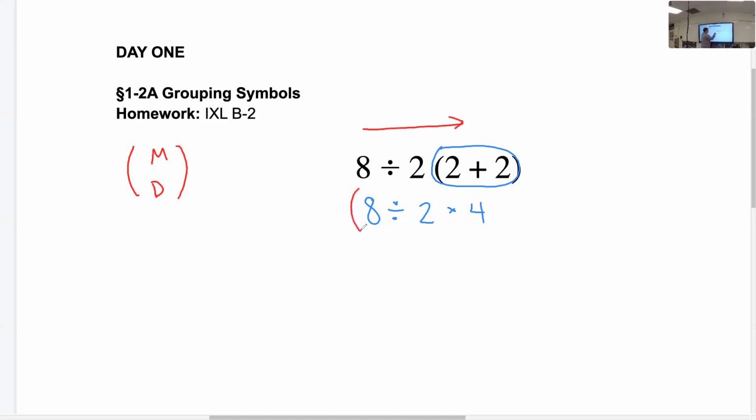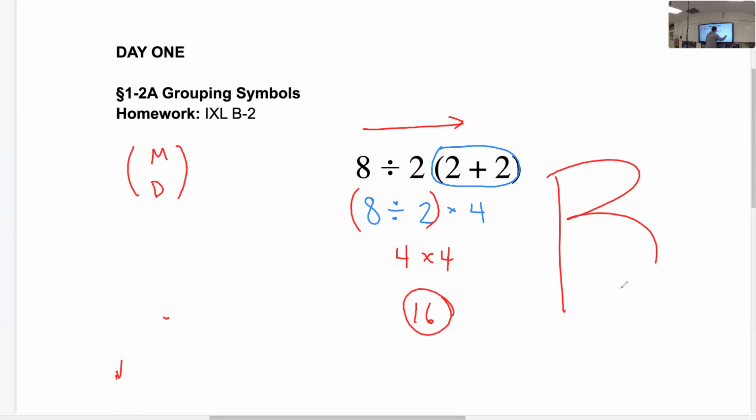So the next thing I would do is that 8 divided by 2. And see how I put my own parentheses to show you that I did that first? All right, so I would get 4 times 4. And I'm probably just going to stay in the same color. Gives me 16. The correct answer was B. I want huge. B.